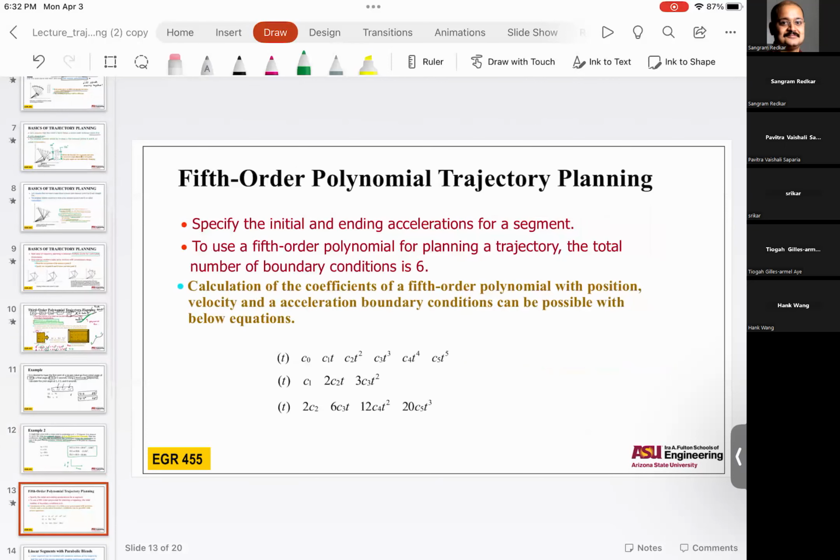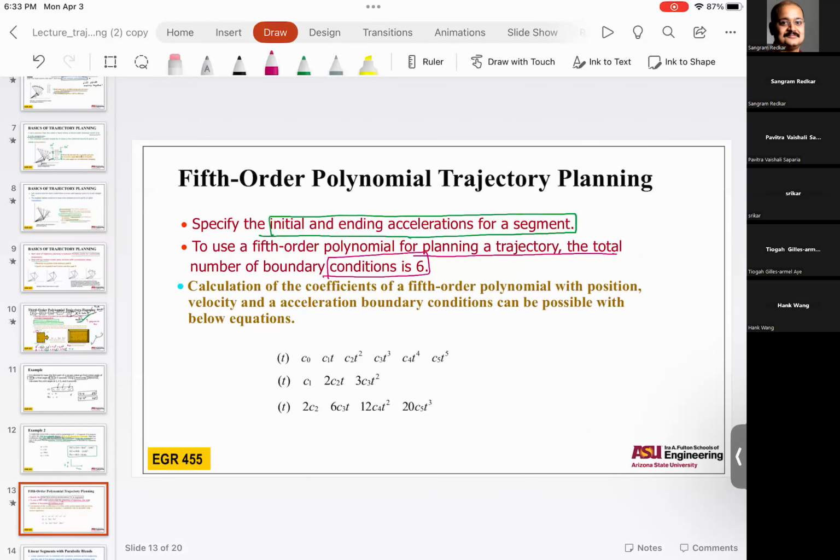So then if you want to go a step further, you do something like a fifth order polynomial. And what happens with a fifth order polynomial? Again, you need additional information. When I say additional information, you are going to need the initial and final acceleration for the segment. So you will have some initial acceleration and you will have the final acceleration. So for this, the number of boundary conditions that you need is 6.